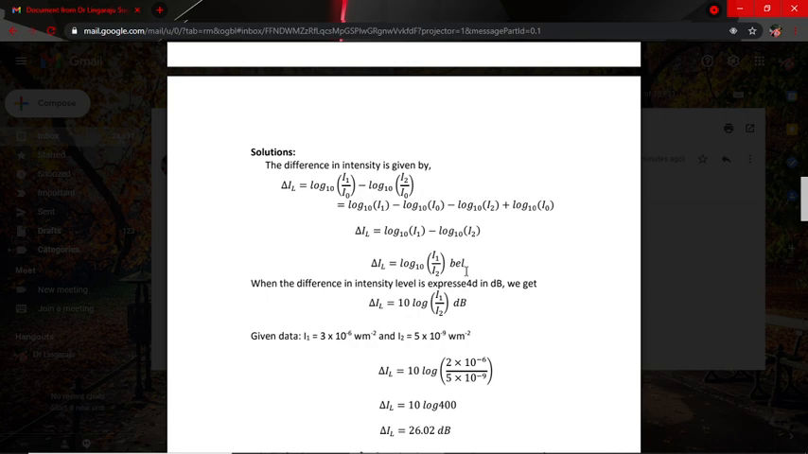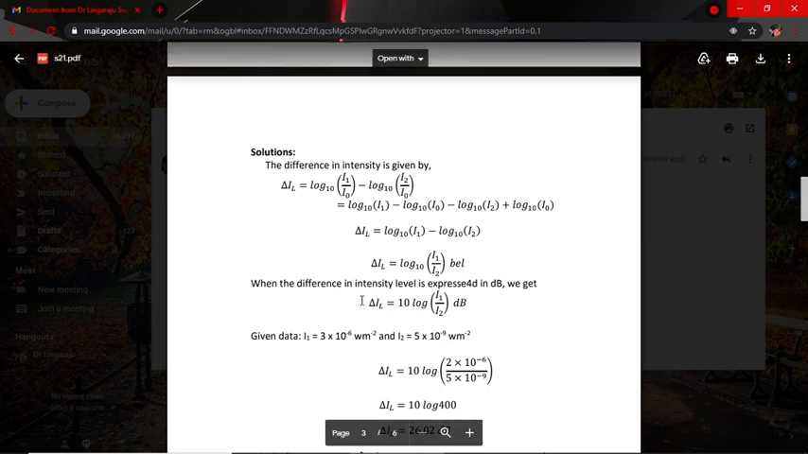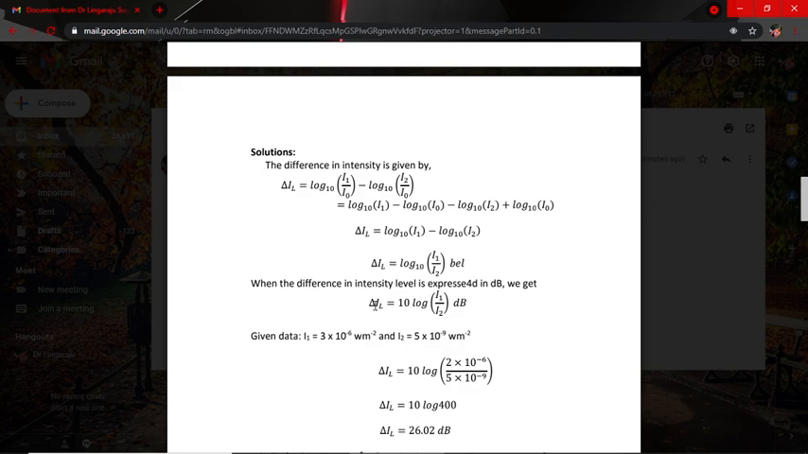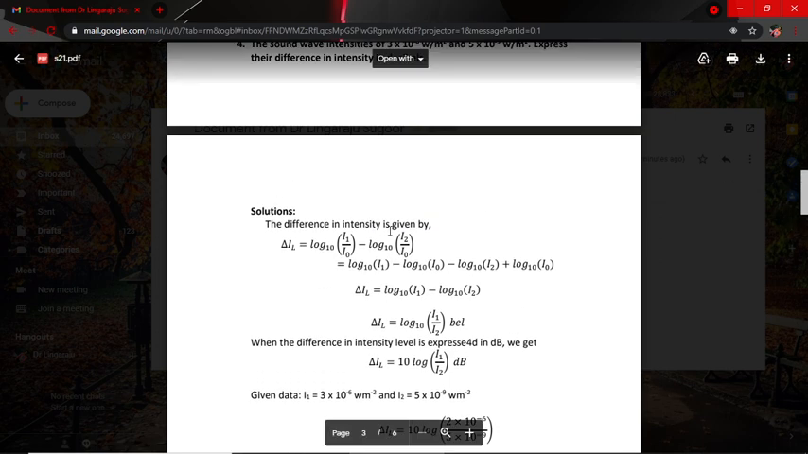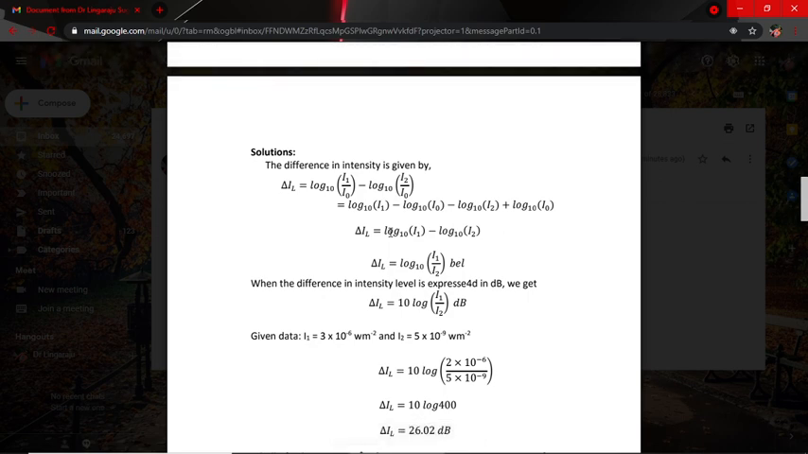When the difference in intensity level is expressed in dB, we get delta L is equal to 10 log of I1 by I2 in dB. Now, given data: I1 is equal to 300 minus 6, I2 is equal to 500 minus 9. Substitute these two values. Very simple, if you know the formulas, you see how we can easily calculate it.